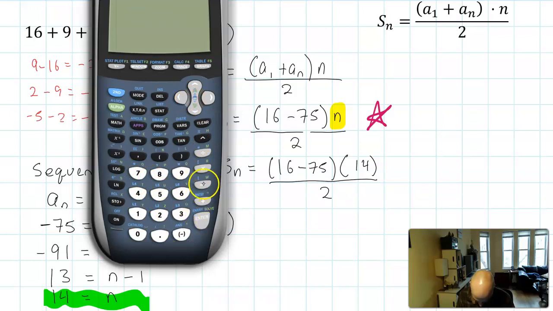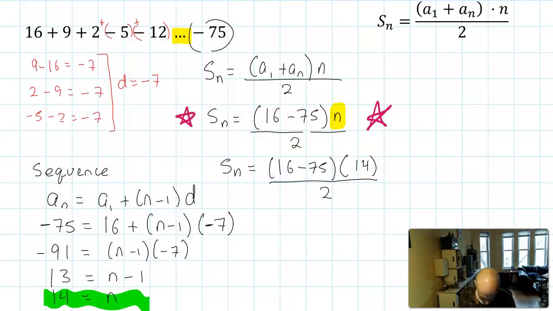Buttons are hard. I don't know why I couldn't get that to work, so I'll just do it on here.